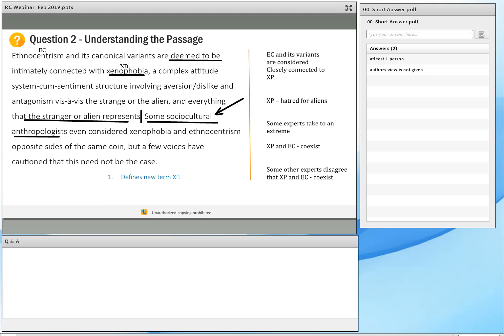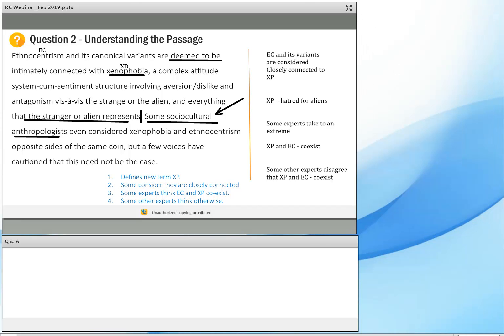So if you think about what the author does here, the author defines a new term, XP, and then says some consider that XP and EC are closely connected. Some experts think that they coexist, and some other experts think that doing that is not necessarily true, that it need not be the case. Okay, that's what you should have extracted from this passage when you read it.